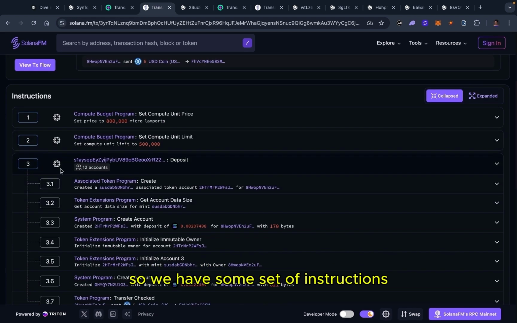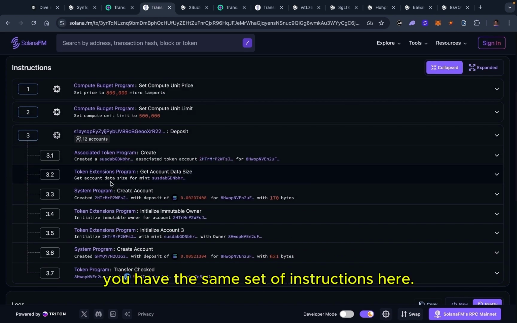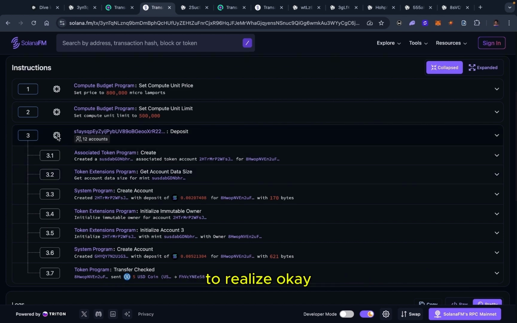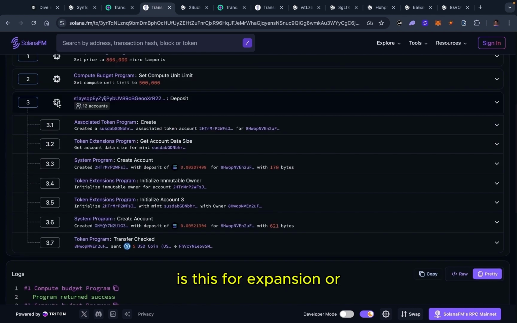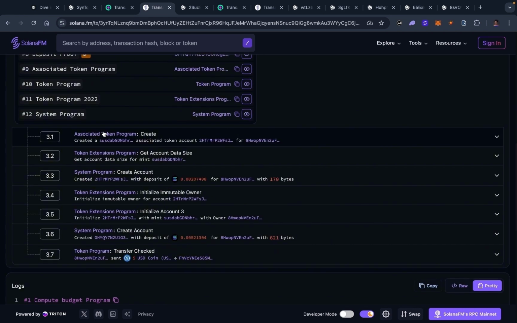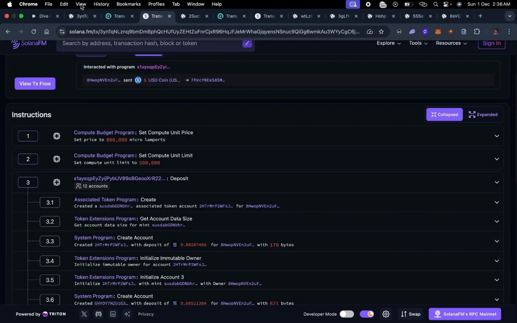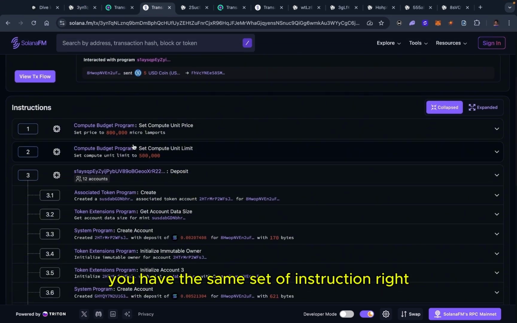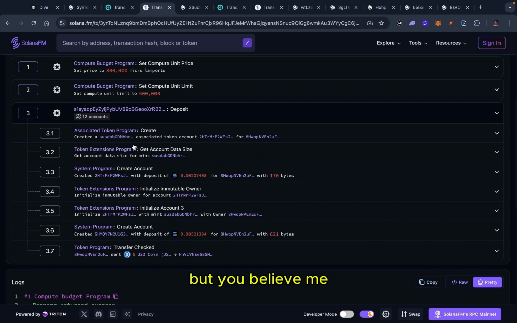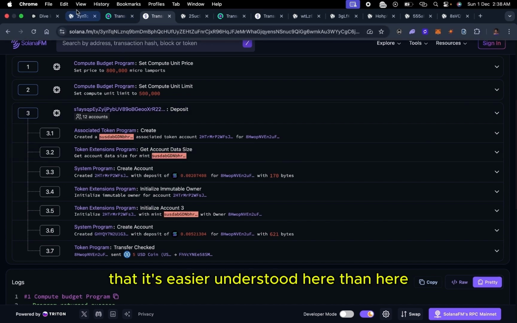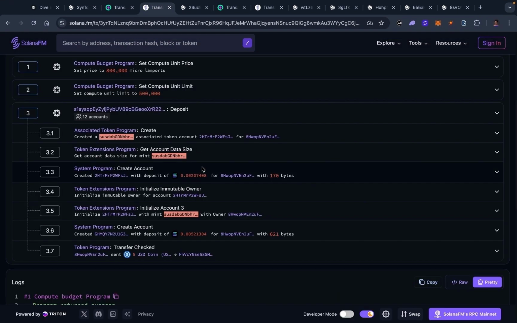So in SolanaFM, you have the same set of instructions here. It took me a while to realize, okay, is this for expansion or... you have the same set of instructions, right? But you believe me that it's easier understood here than here.